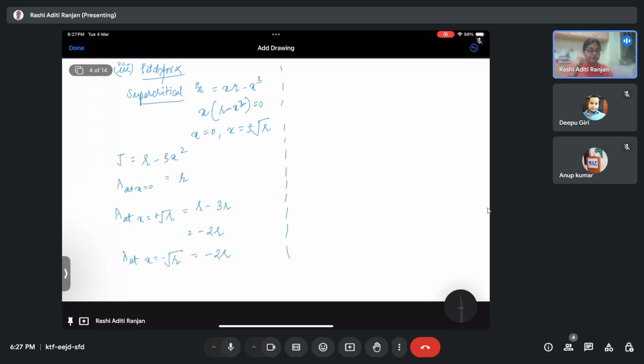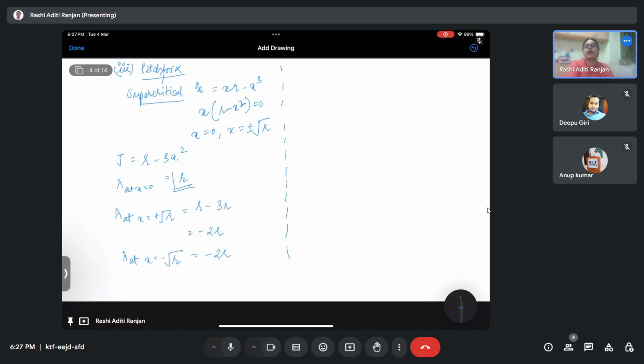Okay, so now if I try to plot it, how is it going to be? Here the eigenvalue is r. So for r less than 0, x0 is going to be stable. For r greater than 0, x0 is going to be unstable.